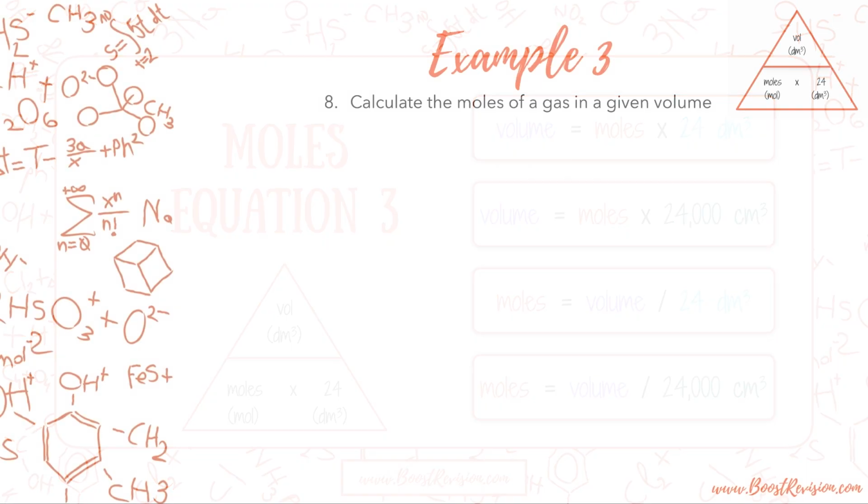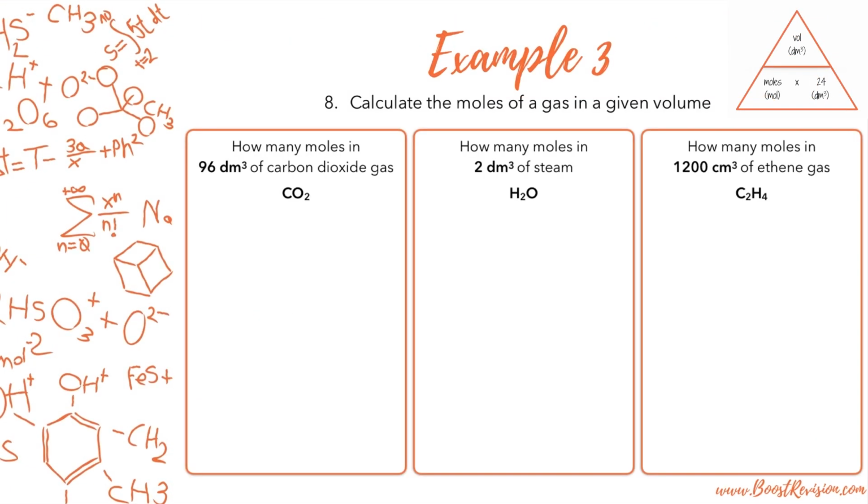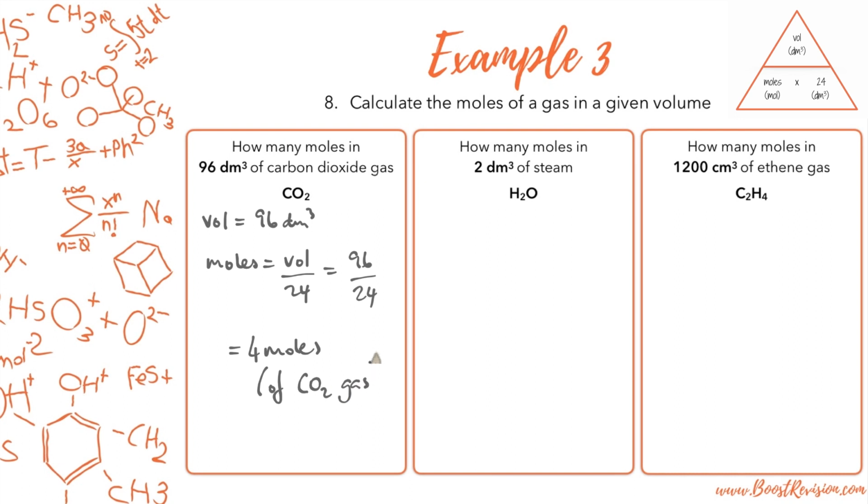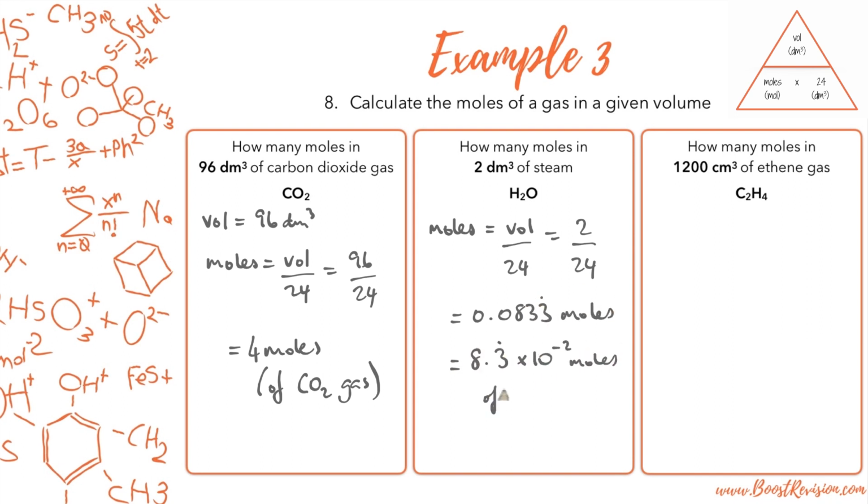So we've got 96 decimetres cubed of carbon dioxide gas. We take the volume, which is 96 decimetres cubed, divided by 24, and that gives us 4 moles of CO2 gas. Second example, we've got 2 decimetres cubed, divide that by 24, that gives us 0.0833 recurring moles, which in standard form is 8.3 recurring times 10 to the minus 2 moles of steam.